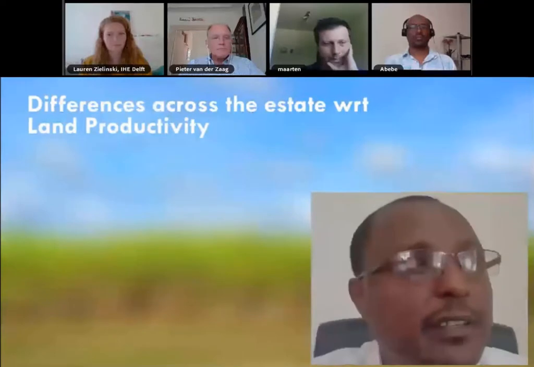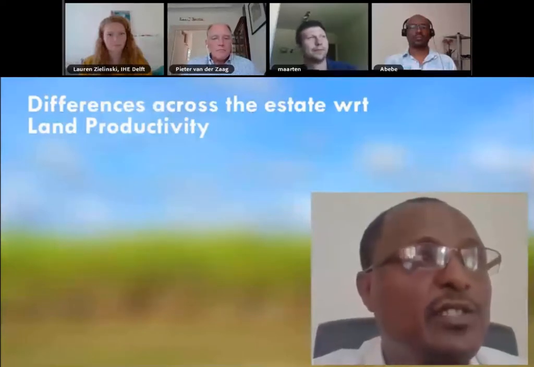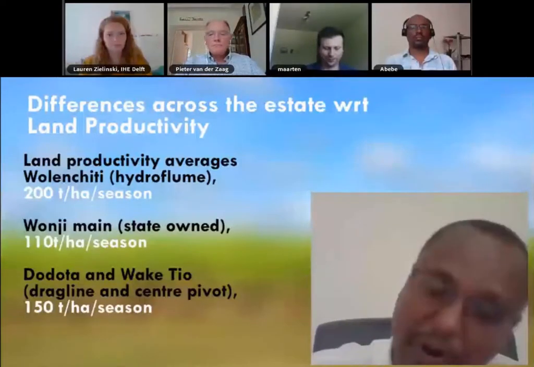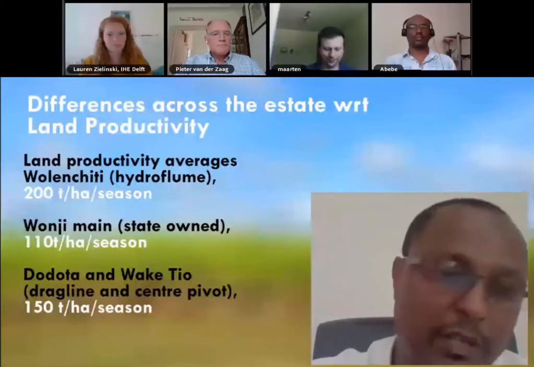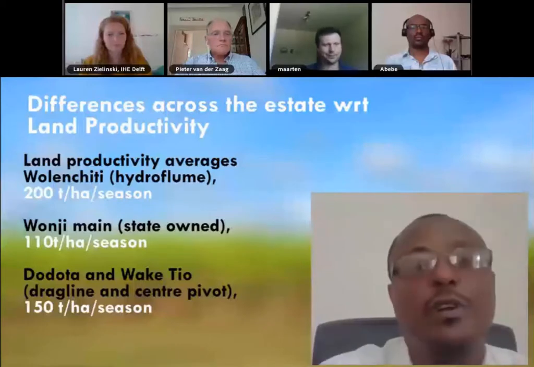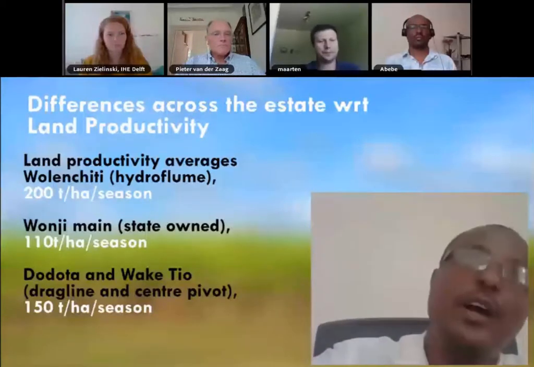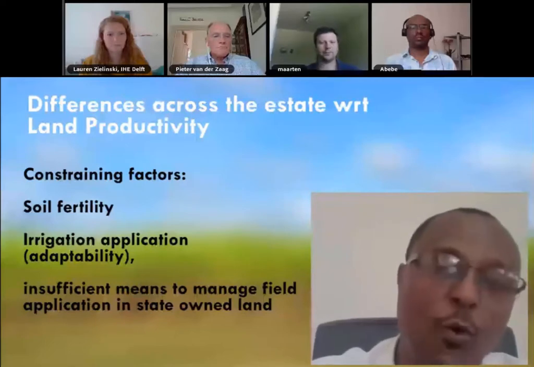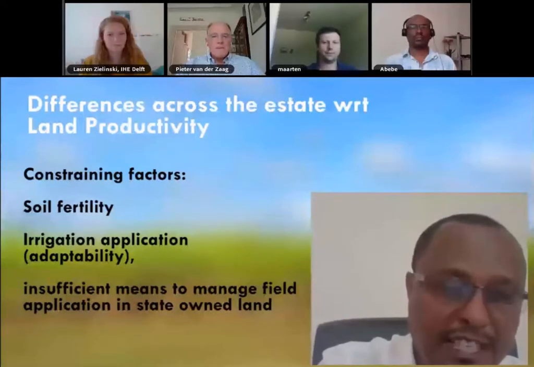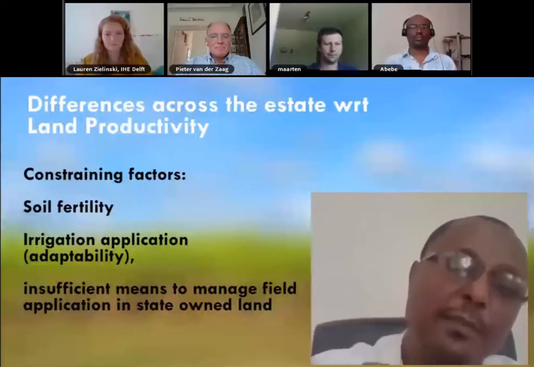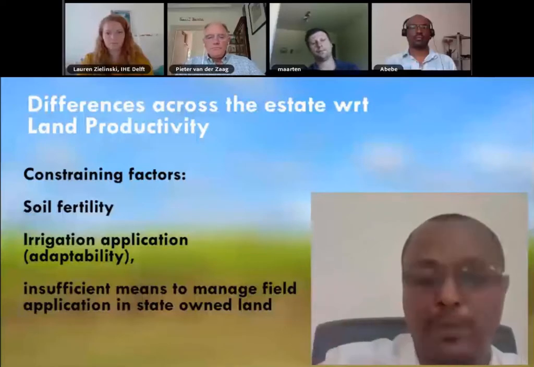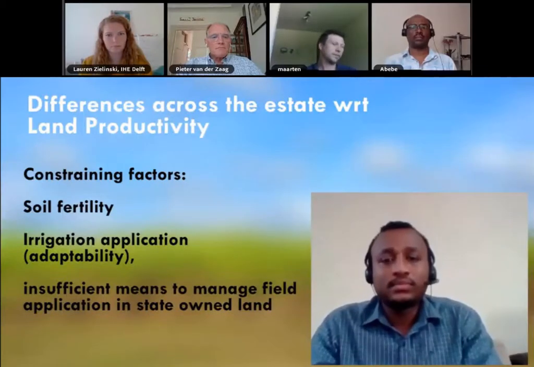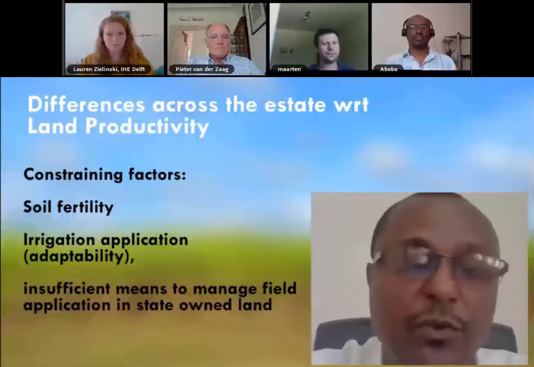The major difference is due to the fertility of the soil. The state-owned farm's fertility is very low. It needs more application of fertilizer. The outgrower soil type is very fertile. But as previously mentioned, the same type and amount of fertilizer is applied in the state-owned farm and also the outgrower farms. This is the main difference for land productivity.